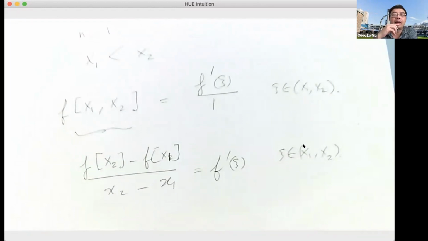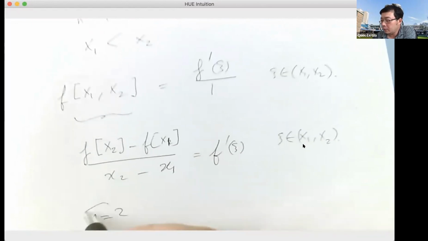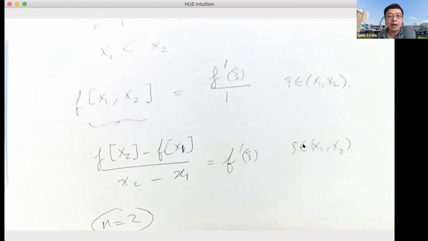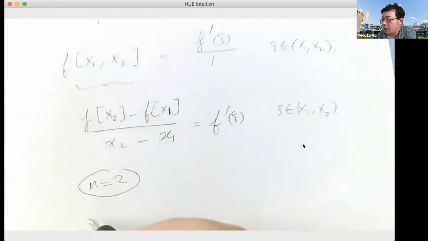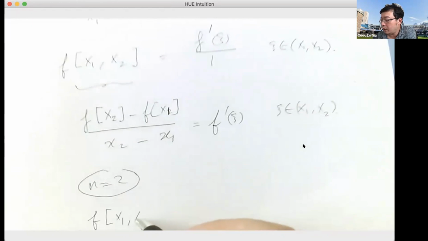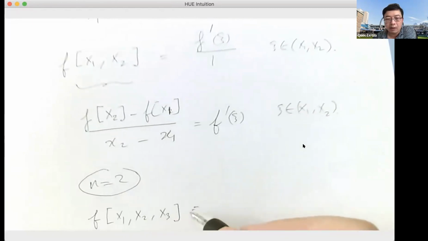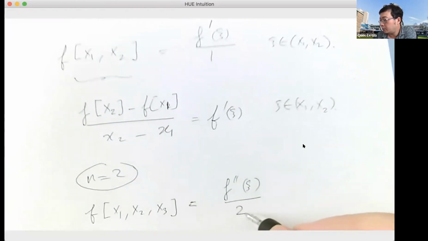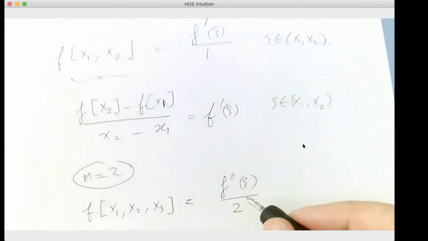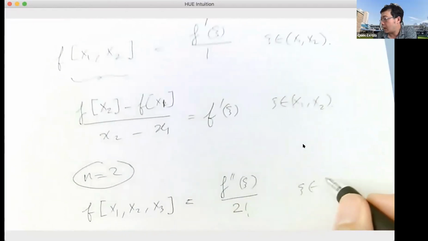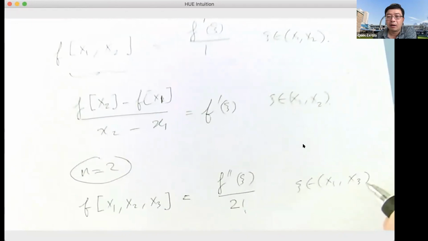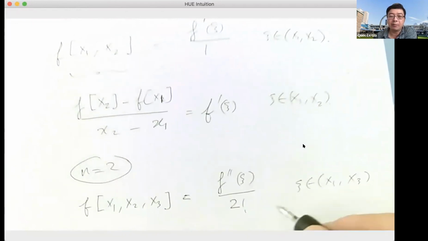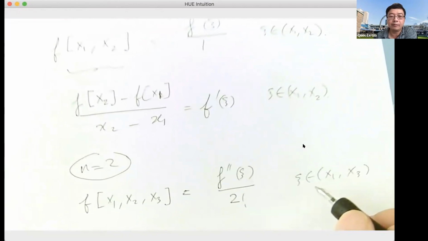But now what happens if n equal 2? That's why this one has the name mean value theorem for divided differences. So n equal 2, then I have f[x1, x2, x3] equal to f double prime of xi over 2, well, 2 factorial just equals 2, where xi is in (x1, x3). This one may be a bit tricky. Maybe we haven't seen this theorem before, so now we have to prove it.